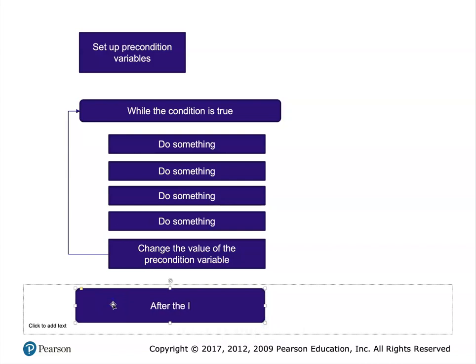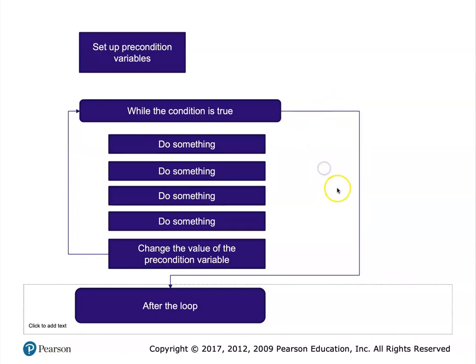After the loop. And so, what we want to do at that point is we ask the question at the top of the loop again, is the condition true? It is not. And so this right here is when the condition goes false.